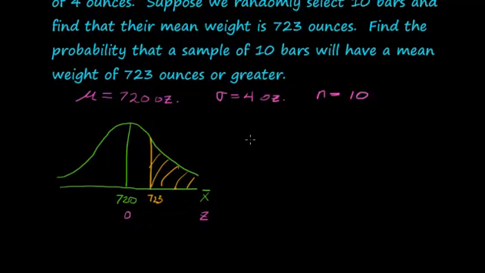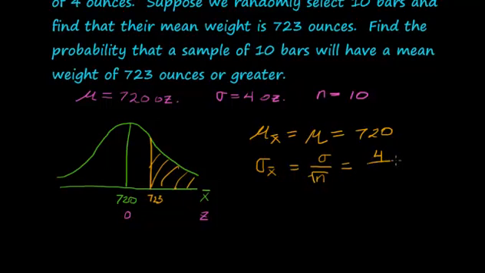Okay, so let's note a couple of things. The mean of the sample means is the same thing as the population mean. We've seen that before, and that's 720. The standard deviation of our sample means is equal to the standard deviation of the population divided by the square root of the sample size. So we have 4 over the square root of 10. I could reduce this to a decimal, but then I'd add some rounding error. I prefer to leave it just like this and then use it in my calculation that way. Alright, so what we need to find out is what is the z-score right here for 723.